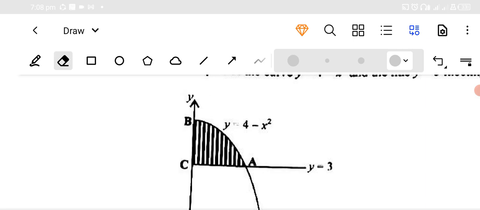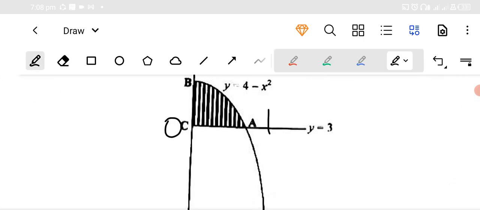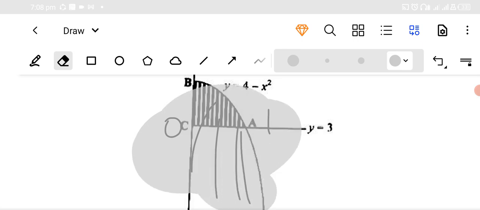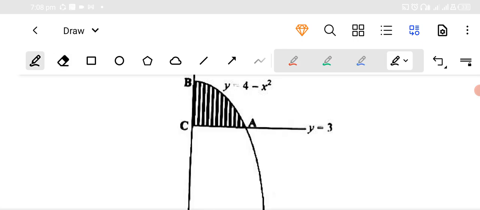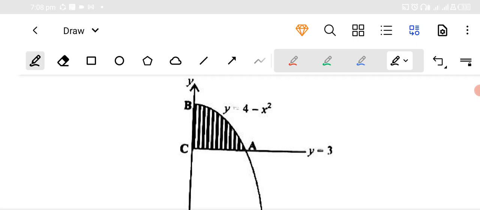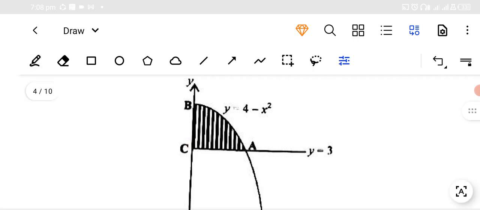We can't take the limits from 0, for example 0 to A, which is 1, because it will be found in this particular area, which is not what we want. We just want this portion up there, right there. And if we are to integrate the area under this curve from C to B, it means we would find the particular answer we are looking for.